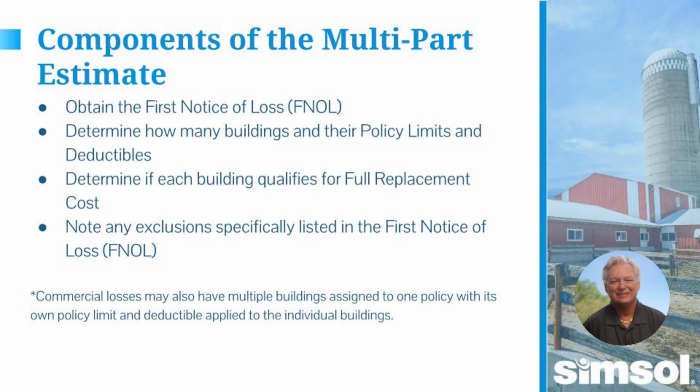Just as important to look at the FNOL and determine these policies and the buildings, we need to also check the exclusions specifically listed on the first notice of loss, because what can you pay for within that building that you would normally pay for in another building? So you need to check that. And another thing is commercial losses may have multiple buildings, like I said before, to one policy with its own policy limit, deductibles being applied to each individual building or group of buildings.